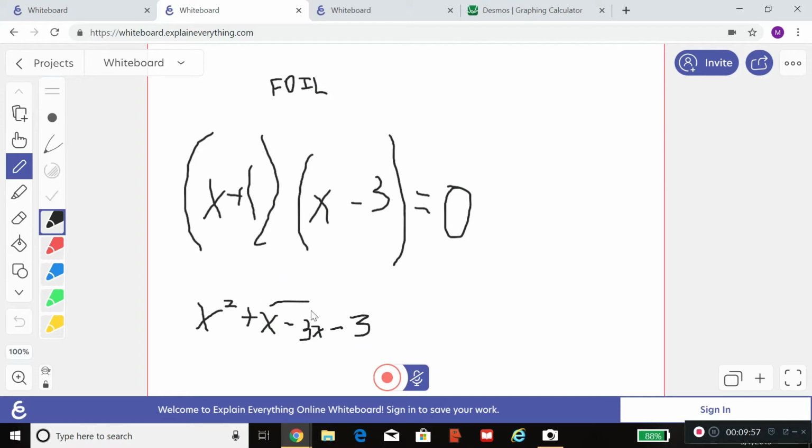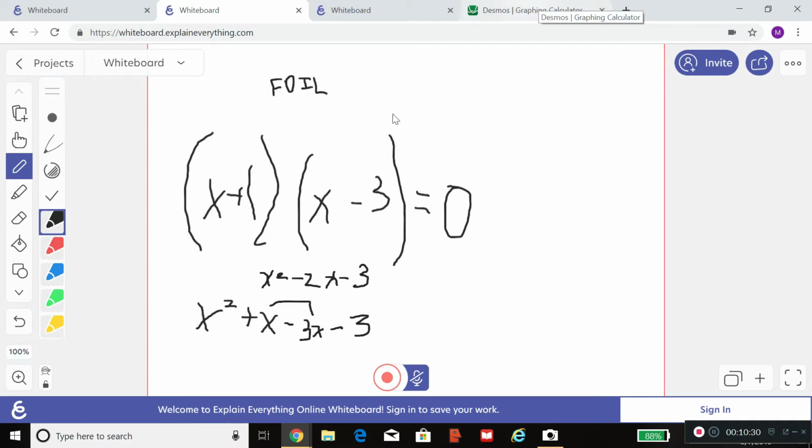We would simplify it by combining these like terms, any term with the same degree. So these are both x to the first terms. This is x to the second, this is x to the 0. So that would just make this into x squared minus 2x and then minus 3. So that's going to be our equation for this.